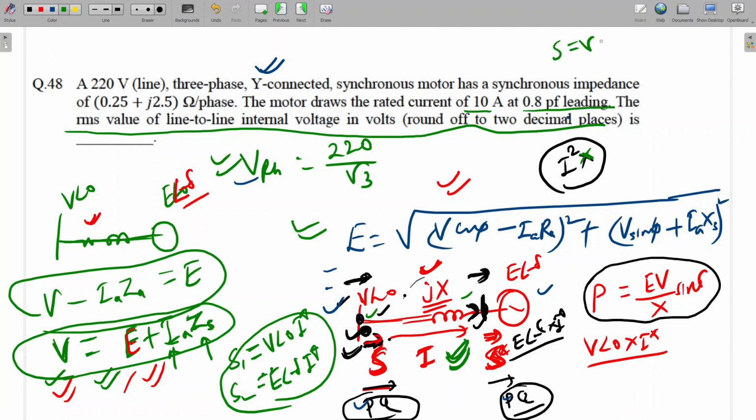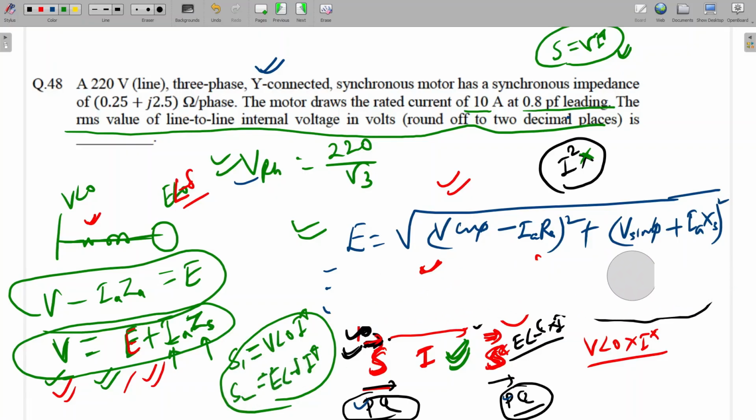Yes sir, S is equal to VI conjugate. On the basis of this, I will bring some 4 or 5 questions that were in GATE, or maybe I'll prepare some questions by myself also, different ones, so that I will discuss in the next class. Okay. So this is an easy question only. This you can calculate.